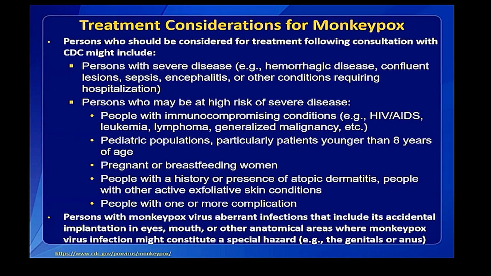With that in mind, CDC has provided some treatment considerations for monkeypox and recommends considering treatment following consultation with CDC for persons with severe disease, as well as persons who may be at high risk for severe disease, for example, people with immunocompromising conditions, pediatric populations, pregnant or breastfeeding women, people with a history or presence of atopic dermatitis or other exfoliative skin conditions, and people with one or more complications. Lastly, persons with aberrant infections in anatomical areas that may present a special hazard, such as the genitals or anus, can also be considered for treatment for monkeypox.